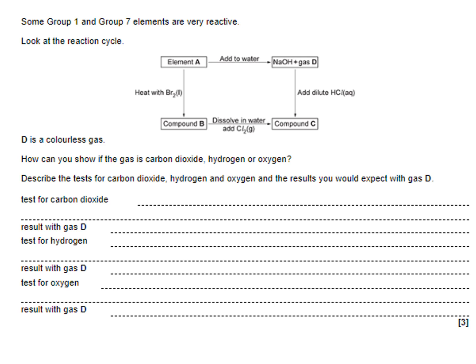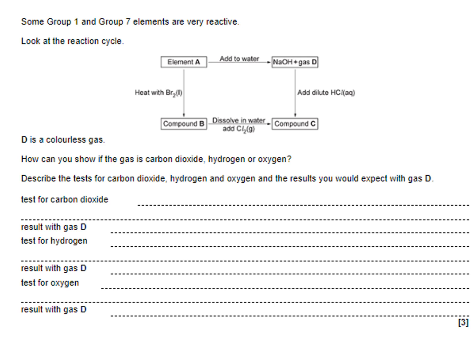Okay, so again, we're talking about group 1 and group 7 elements. They're very reactive. It says, look at the reaction cycle. Looks a bit bizarre, doesn't it? I've got element A and I'm adding it to some water and I'm making something, and then I'm adding dilute acid and I'm making compound C, and then I'm dissolving it, I'm making compound B, and then I'm heating it with bromine. And okay, well, let's read the question.